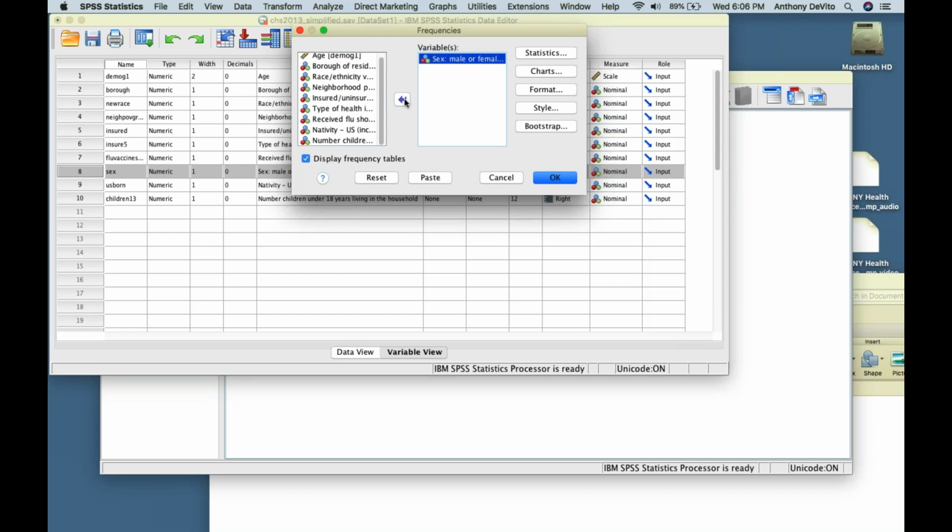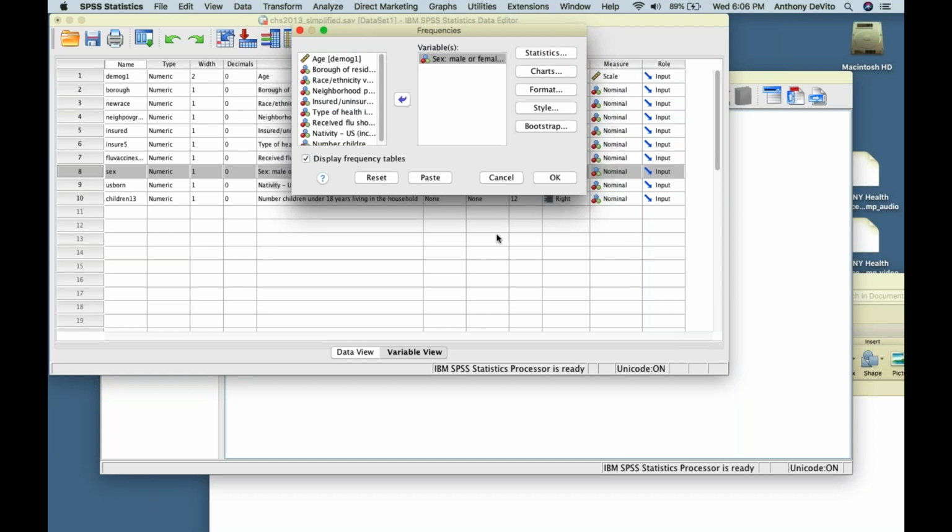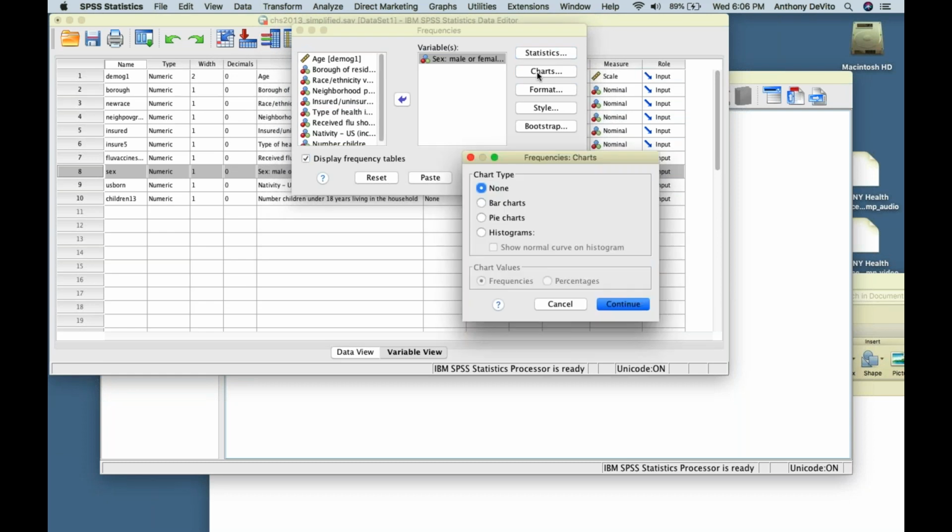Okay, so now at this stage, I have to say to myself, well, what do I want to do with this anyway? Well, we have various options here. And notice that there are numerical options here. So if I click on Statistics, I'll see a lot of things here, mean, median, quartiles. Those really apply to numerical variables. So I'm not going to bother to select any of those. Okay, if I click on Charts, I see, oh, bar charts, pie charts, histogram.